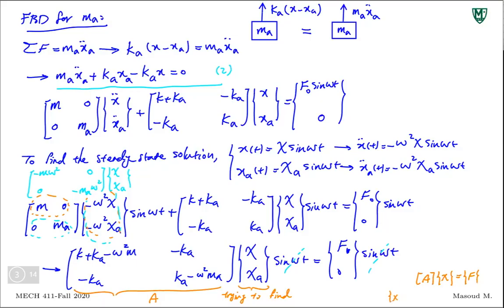How do I find X now? I can multiply both sides by A inverse, which gives A inverse F. This comes from linear algebra. The inverse of a matrix multiplied by the matrix itself gives you an identity matrix, with ones as diagonal elements and everything else zero. So that gives you just the vector X, and on the right side, you get A inverse times F. Depending on how much linear algebra you remember, you may find it confusing, but hopefully you remember this much.